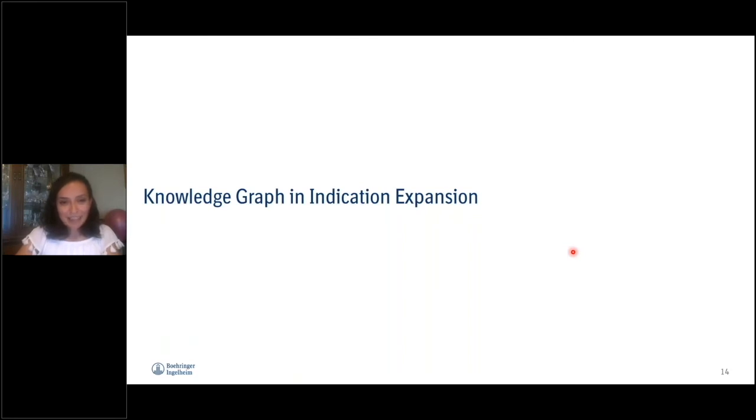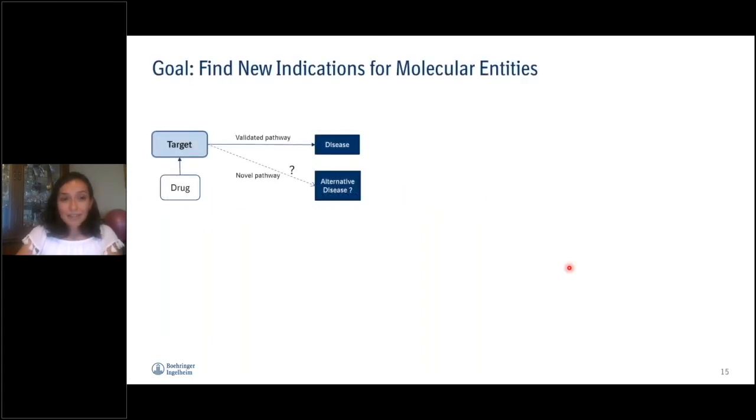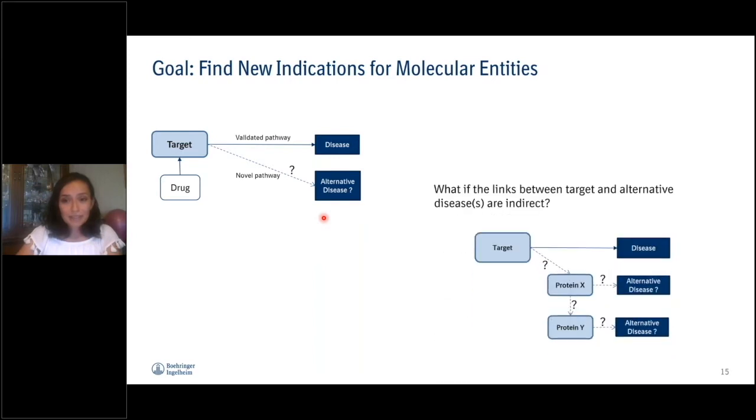So in the second part now, I will talk about how we implemented this knowledge graph for indication expansion. Our goal was to find new indications for molecular entities. So we had the target, which already had a validated pathway to a disease, and we were looking for alternative diseases, a novel pathway.